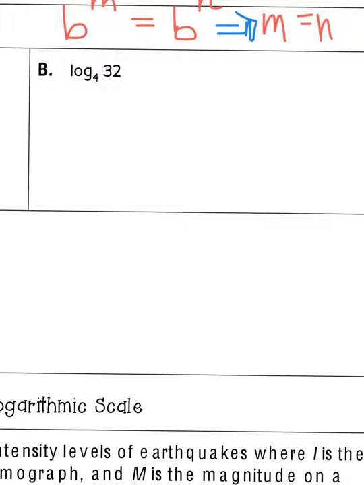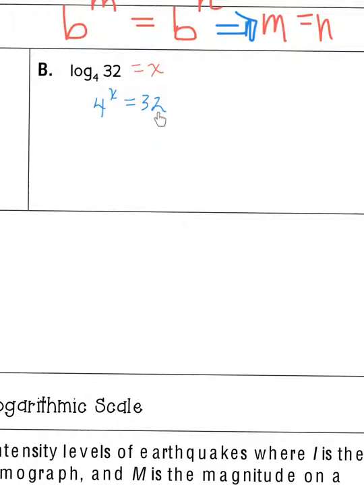All right, so I'm going to set this equal to x, and then to convert it to exponential form, you get 4 to the x is equal to 32. I just switched these two around here. Then I want to get 32 as a base of 4.